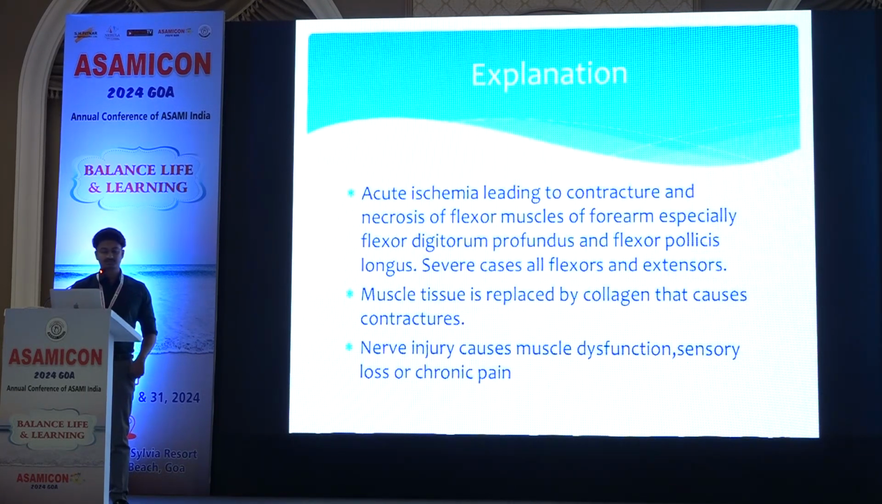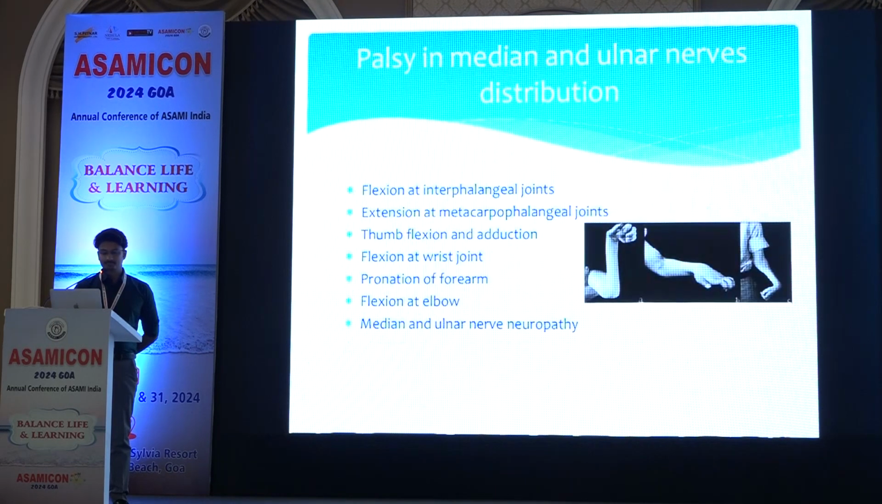Coming to the explanation, there is acute ischemia leading to contracture and necrosis of the flexor muscles of the forearm, especially the flexor digitorum profundus and flexor pollicis longus. In severe cases, all flexors and extensors are involved. The muscle tissue is replaced by collagen, which causes the contracture, and there is nerve injury also, which leads to dysfunction, sensory loss, and chronic pain.